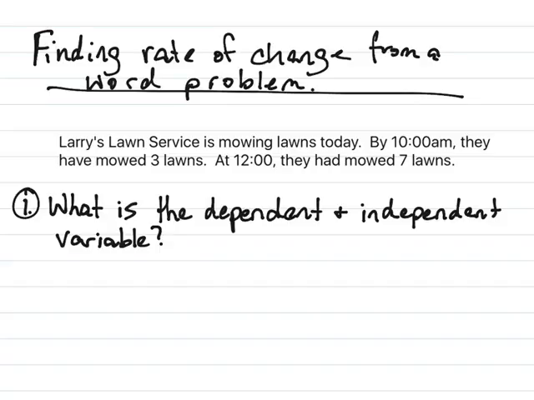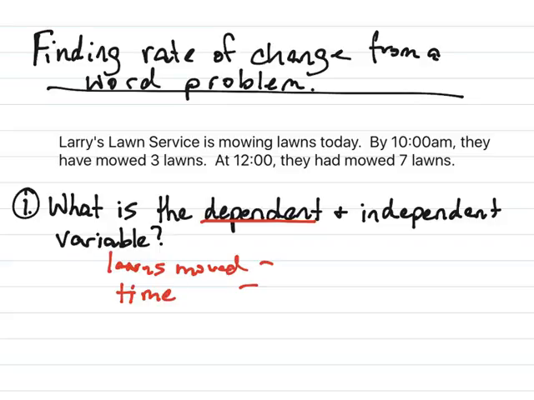Okay, so dependent is just like it sounds. One depends on the other. So in our situation, what are the two things we have? Well, we have lawns mowed, and we have time. Okay, now which one depends on the other? Does the amount of lawns depend on the time, or does the time depend on the amount of lawns?